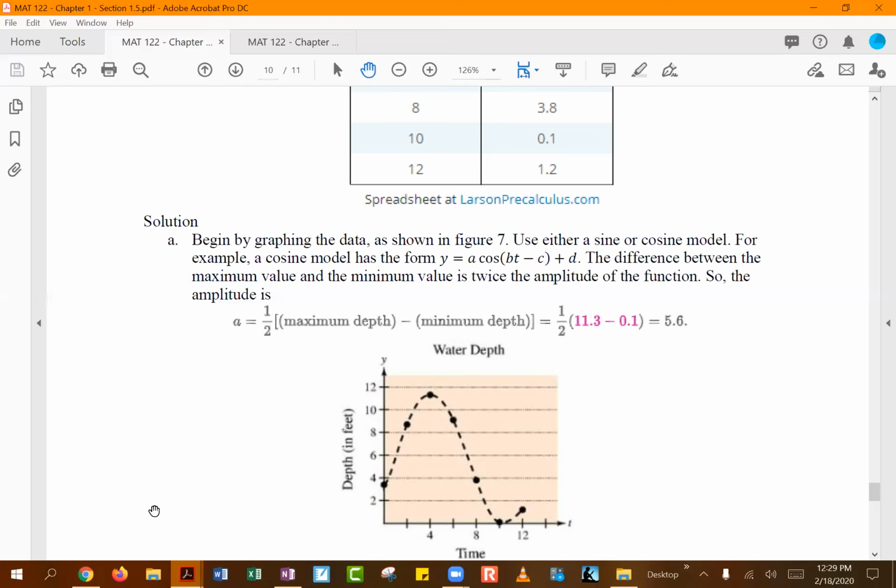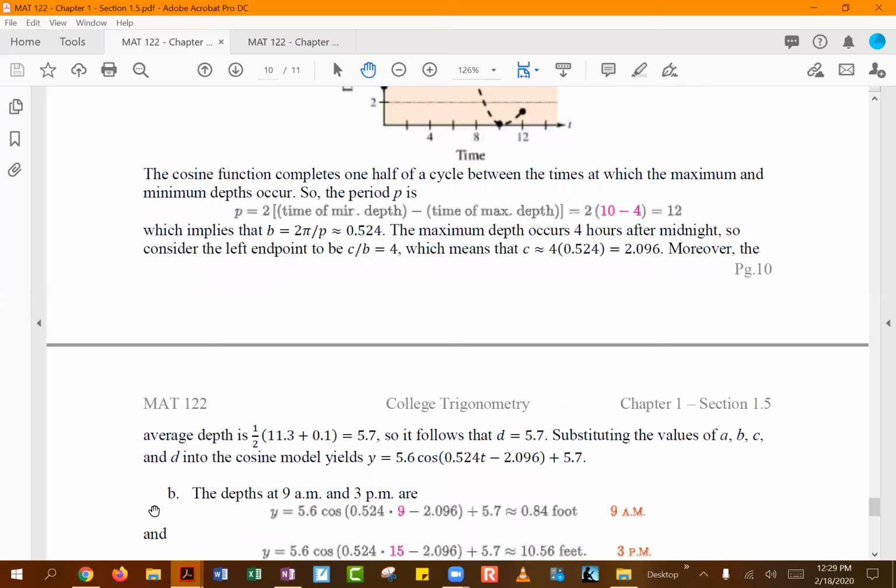The maximum was at 11.3, which was happening at what time? 4 a.m. And then the minimum was at 10 a.m. at 0.1. So take that difference, divide by 2, and you get your A value, which we can go ahead and plug into our cosine function. Now the idea is figuring out the other points.